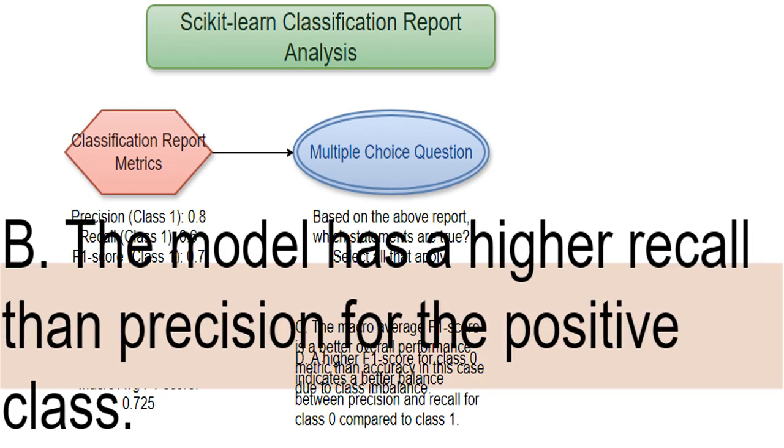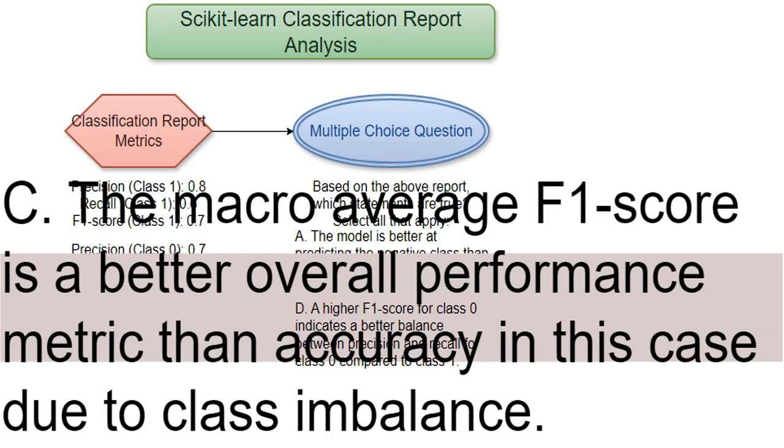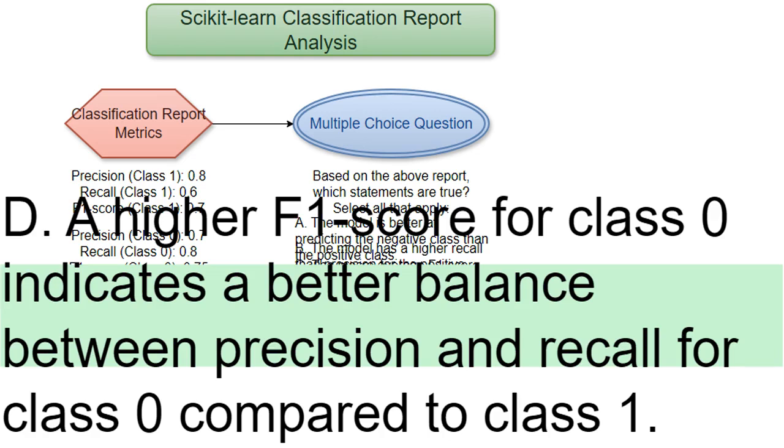The recall, 0.6, for Class 1 is lower than its precision, 0.8. This is potentially true, but cannot be definitively confirmed without knowing the class distribution. If the classes are imbalanced, the macro average F1 score might provide a fairer comparison than the overall accuracy. This statement is definitely true. The F1 score of 0.75 for Class 0 is higher than the F1 score of 0.7 for Class 1, showing a better balance between precision and recall for Class 0.